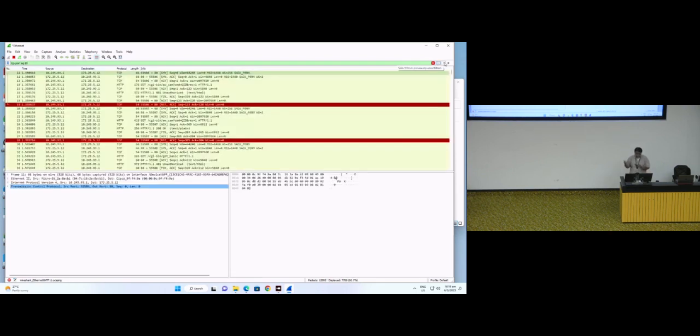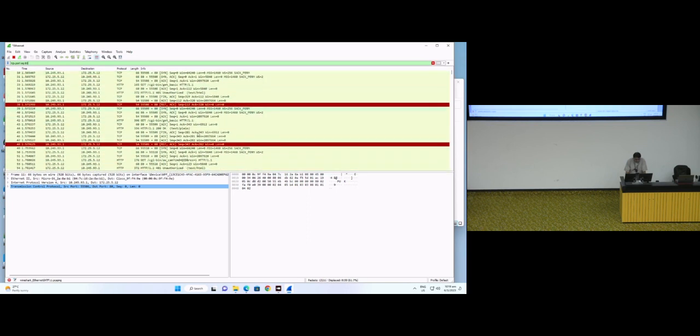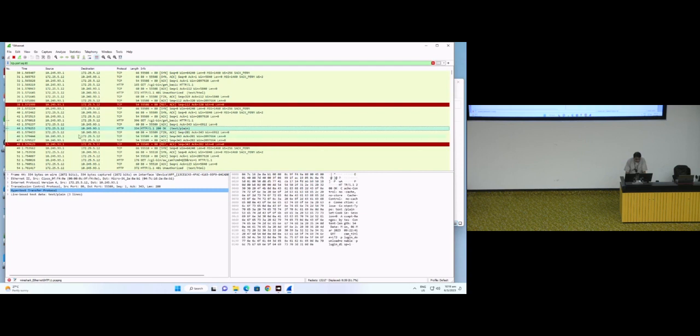Okay, and we can see this is the web traffic. So you can see, for example, this is a get from.